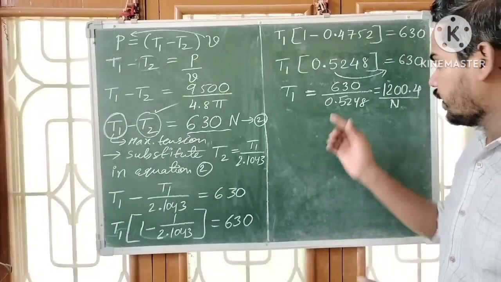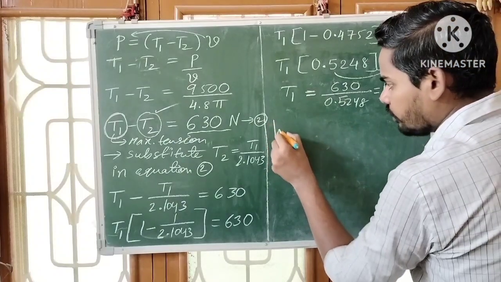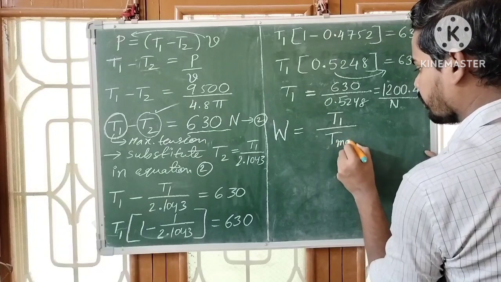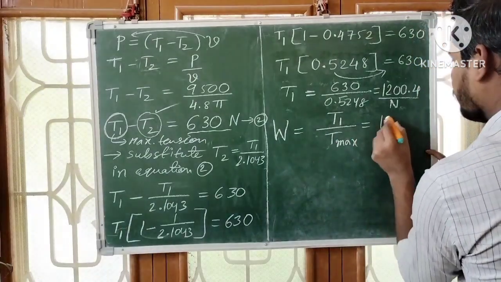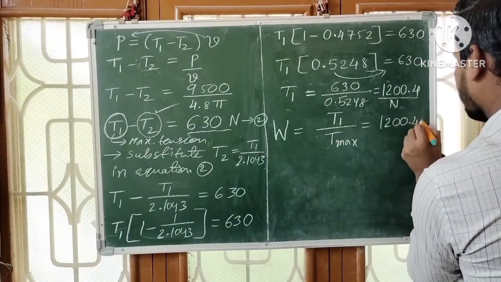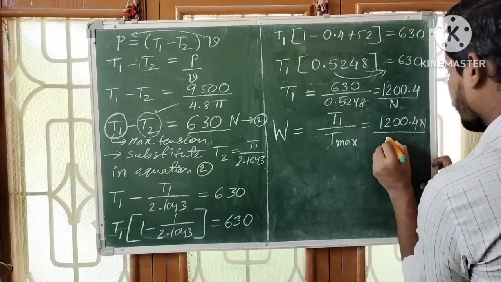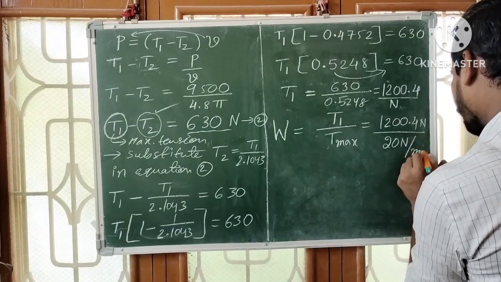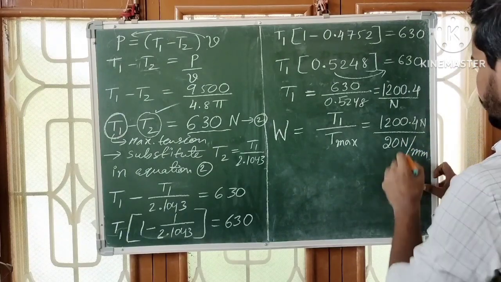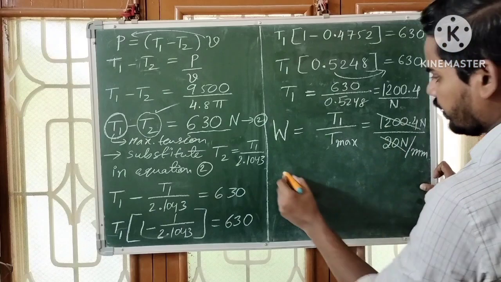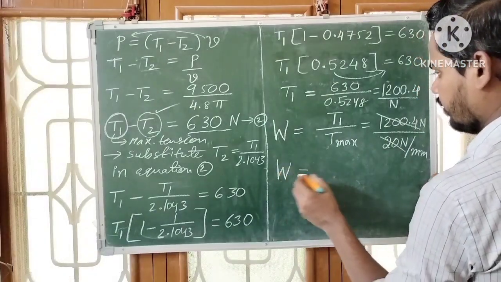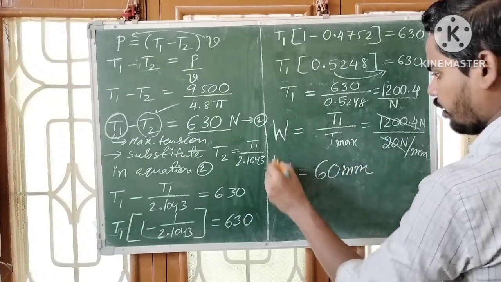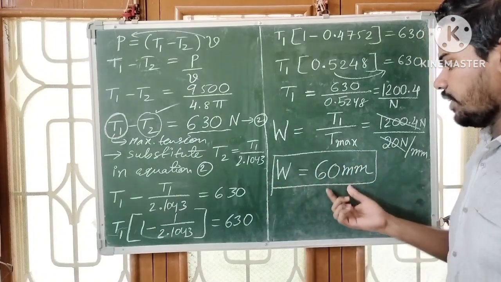Now we have got T1. Now width of the belt W is equal to T1 by T max. T1 means maximum tension, 1200.4 newtons, by T max, which means maximum tension in the belt per mm width of belt. If you calculate, approximately you will get width of the belt as 60 mm. So width of the belt is 60 mm.